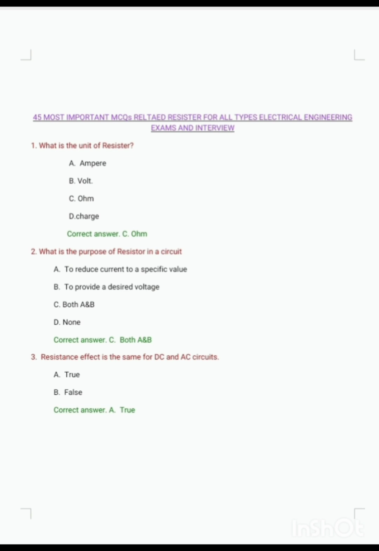2. What is the purpose of a resistor in a circuit? A. To reduce current to a specific value. B. To provide a desired voltage. C. Both A and B. D. None. Correct answer: C. Both A and B.